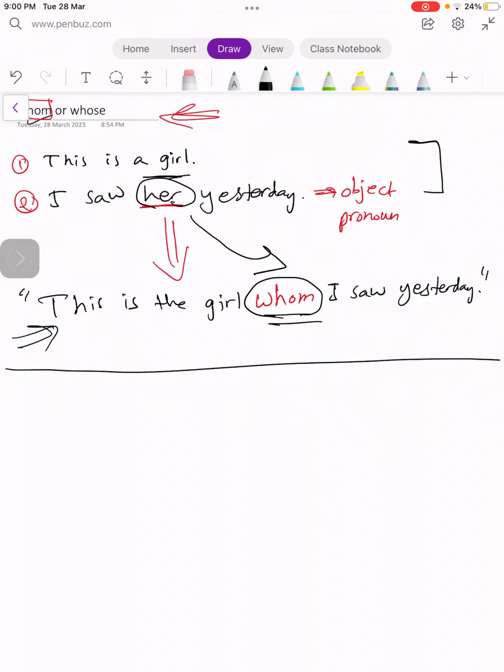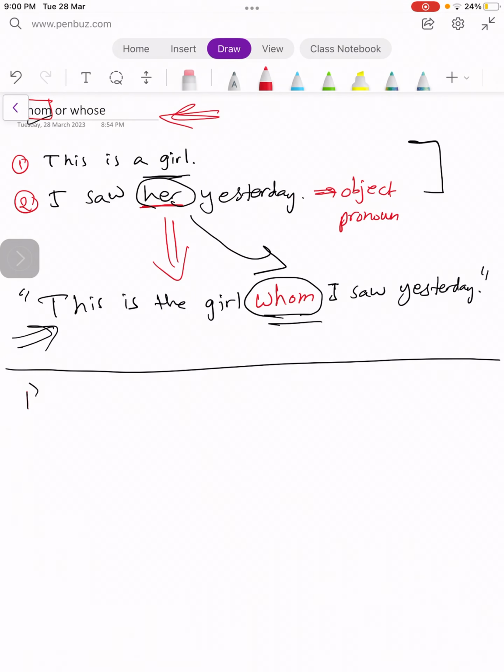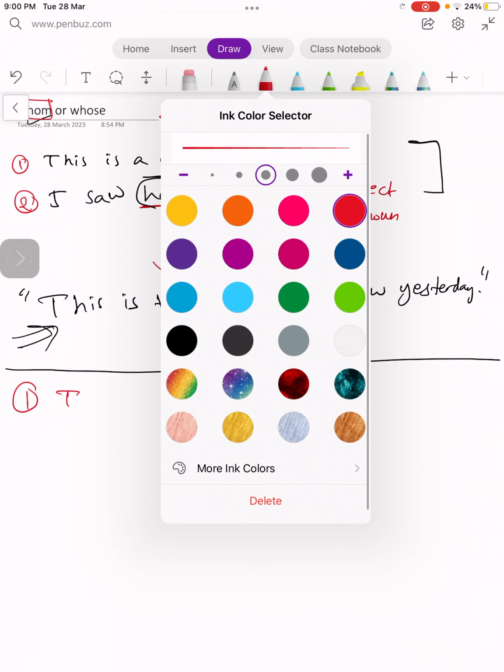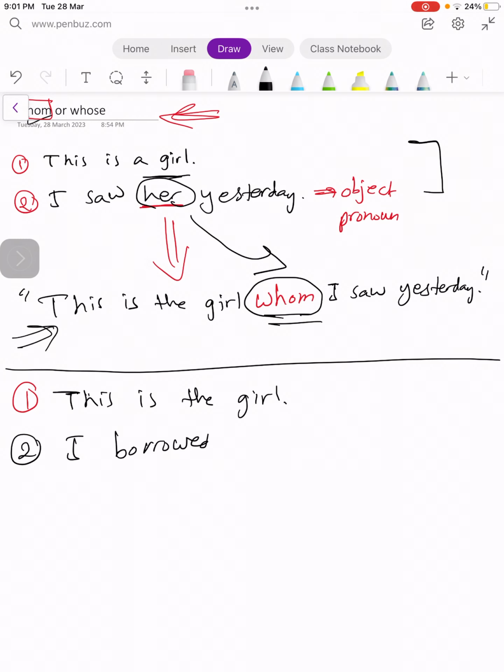So I'm now going to move to the other word. So again, I'll have two sentences. Okay, so we'll have also two sentences. The first one will say this is the girl. Sentence number 2, I borrowed her book. Okay, so what do we have here?